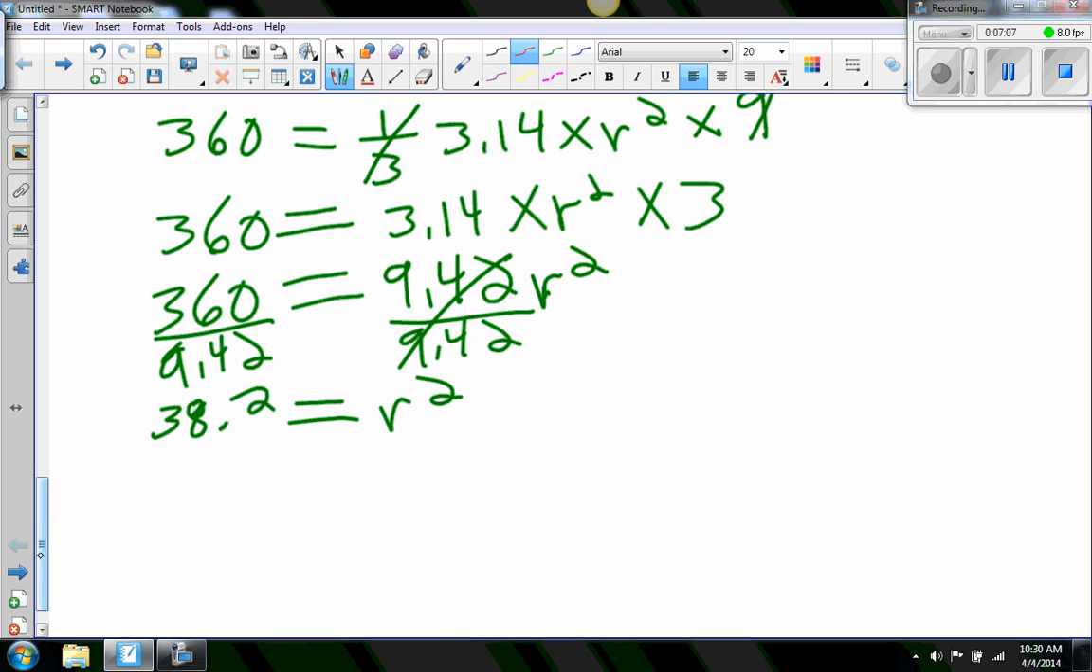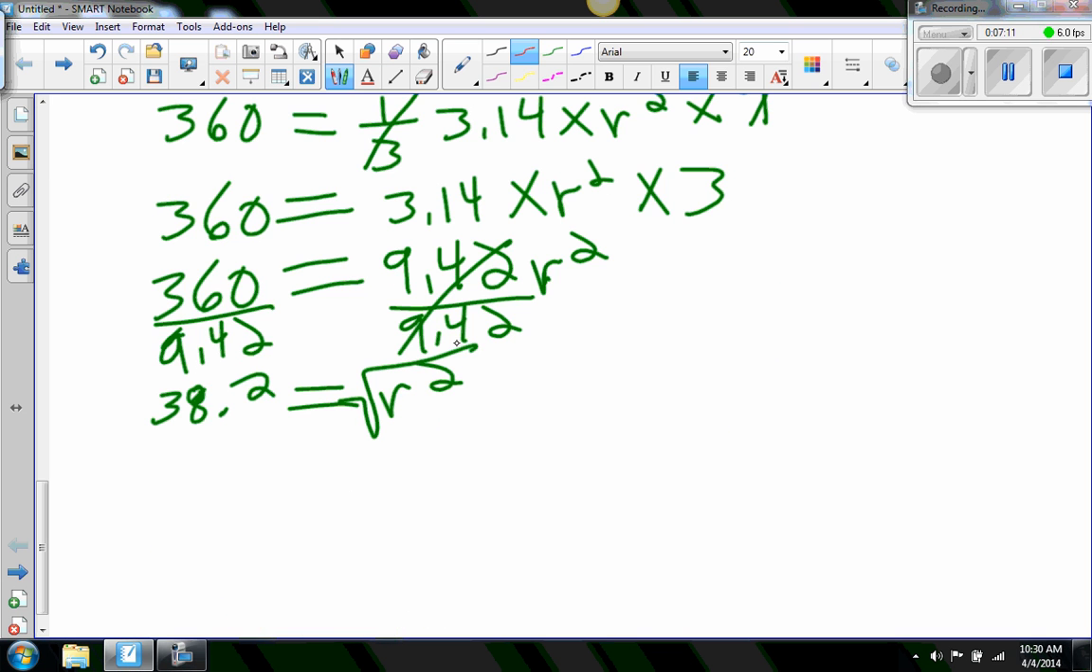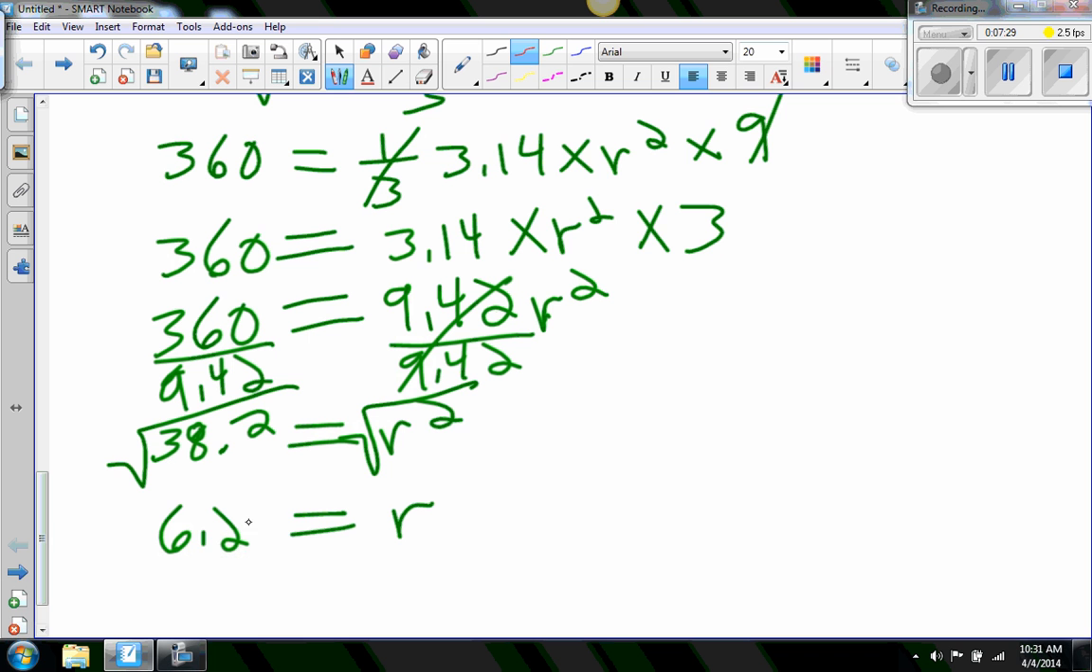And then we are down to, what do I want, radius squared or radius? The question said find the radius. So I have to square root to get rid of the radius squared. So r, if I square root 38.2, you get about 6.2. Doesn't come out evenly. And I believe we were dealing with centimeters, so I'm going to label it centimeters.